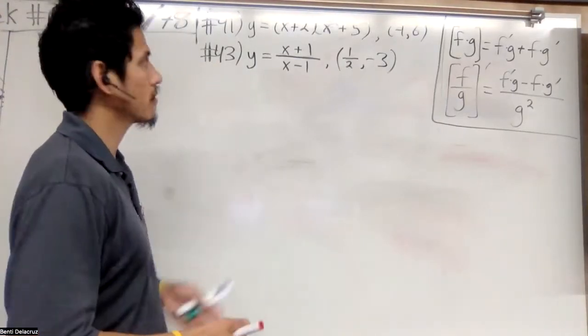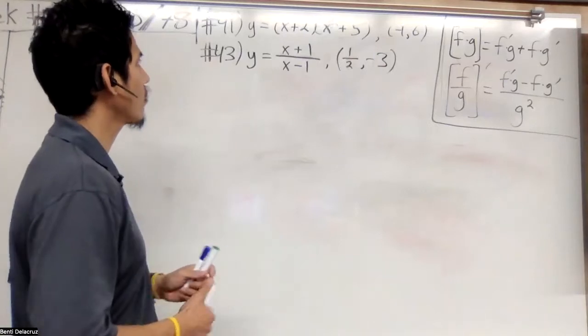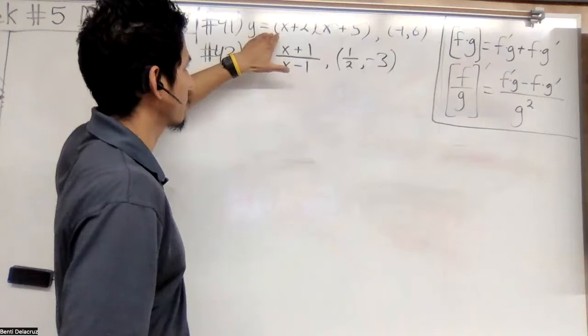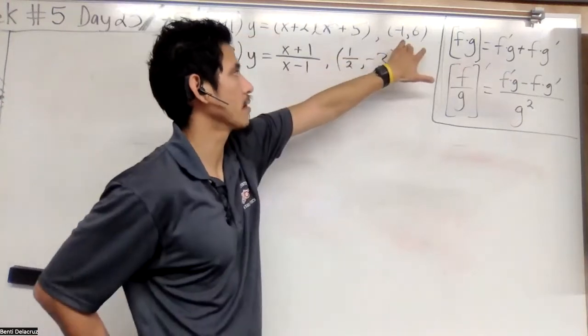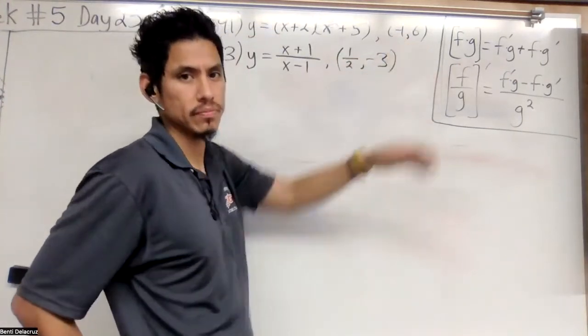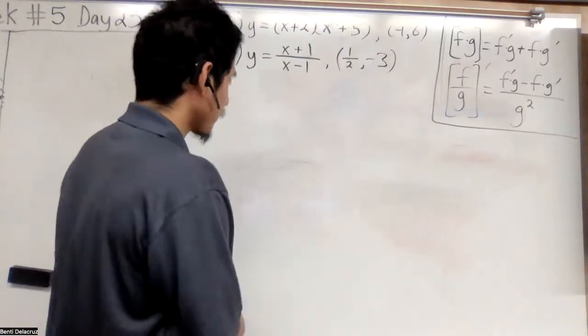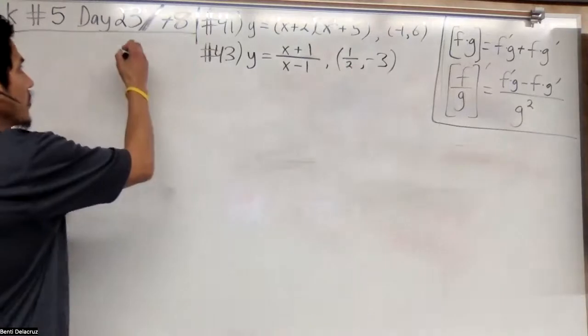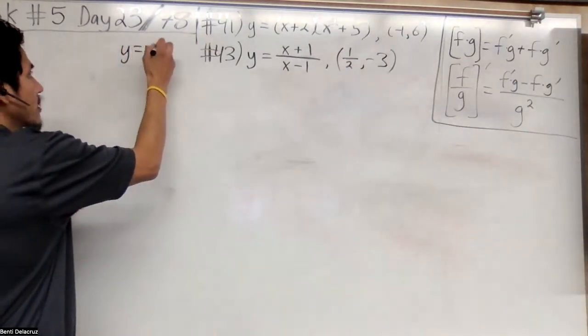All right, so I'm going to go through some examples of how we can find the equation of a tangent line when we're given the equation of the function and the point that the tangent line is going to go through. So first, let's agree that we're going to have our tangent line equation be in slope-intercept form. So y equals mx plus b.